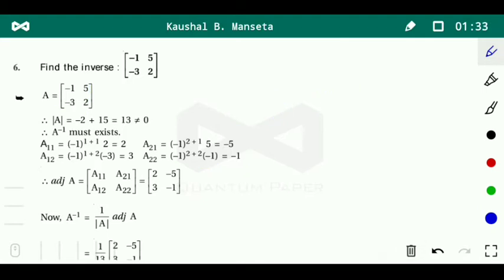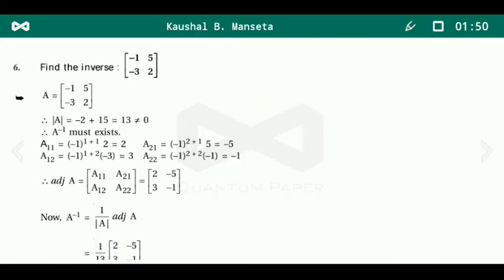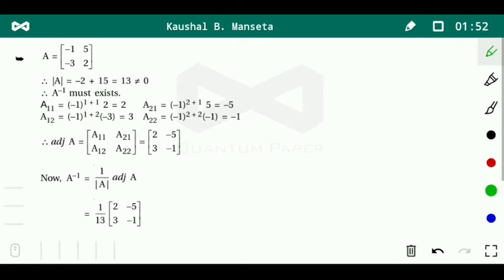Now lastly we have to put the value of determinant of A and adjoint of A in A inverse. Okay, so A inverse is equal to 1 upon determinant of A into adjoint of A. So see here, 1 upon 13, because determinant of A is 13, into adjoint of A, which is 2, minus 5, 3, minus 1. So it gives inverse of A.